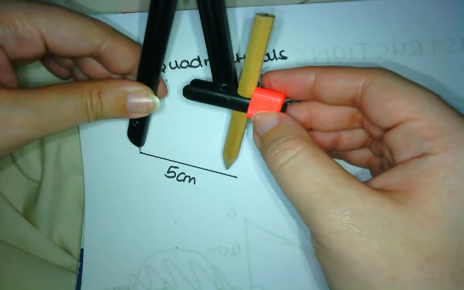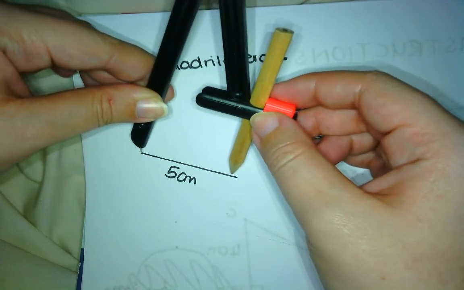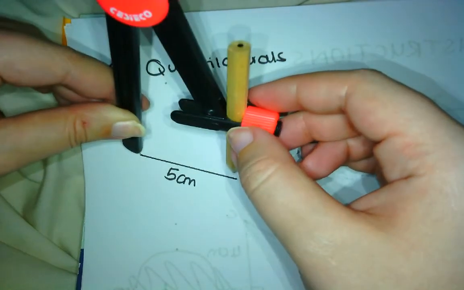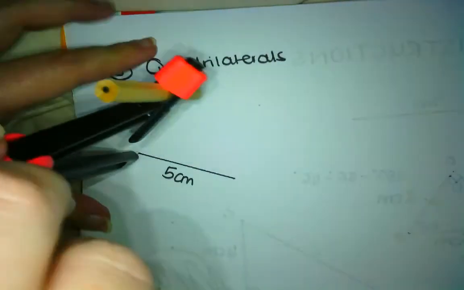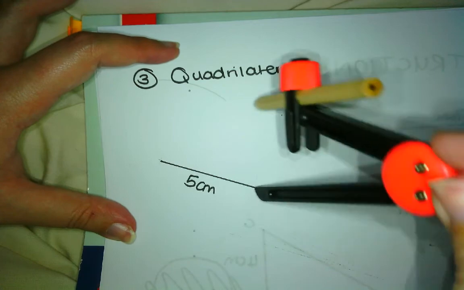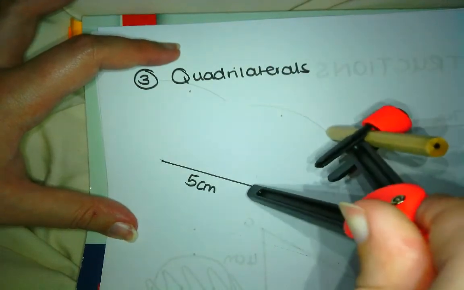Alright, so now because we have a square, remember all the sides are the same, so we can just use the same length here. Because if we're looking for 5 all over, we've got 5 already. So we're just going to do a curve, and we're going to do the same thing here, make a curve, so that's our 5.